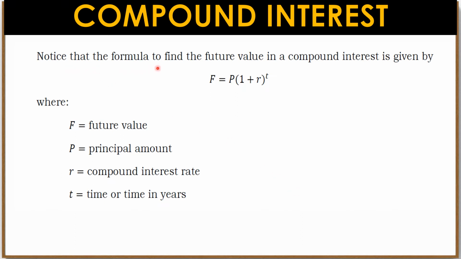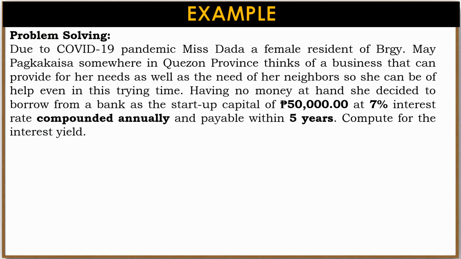Now let us have the formula. Notice that the formula to find the future value in a compound interest is given by: future value is equal to principal amount times 1 plus r raised to time, or time in years. Now let us have this example.